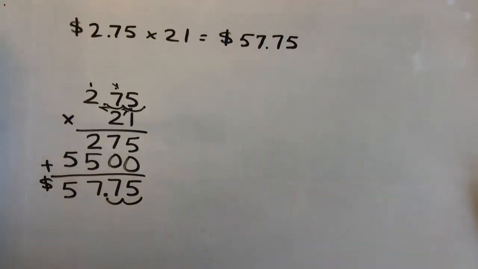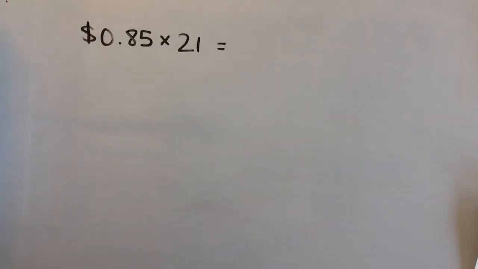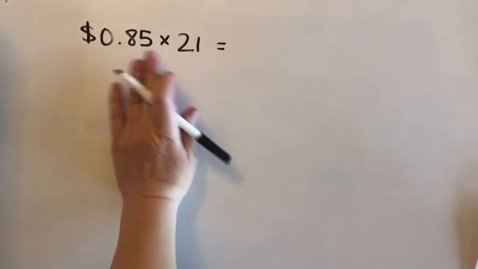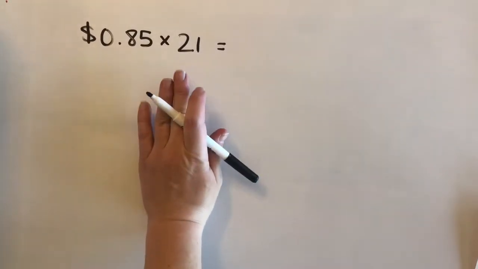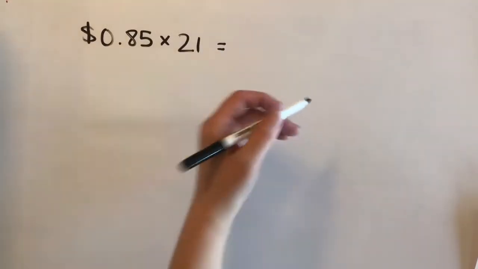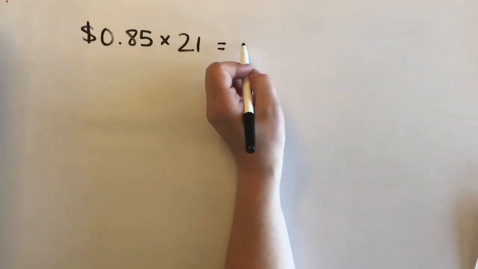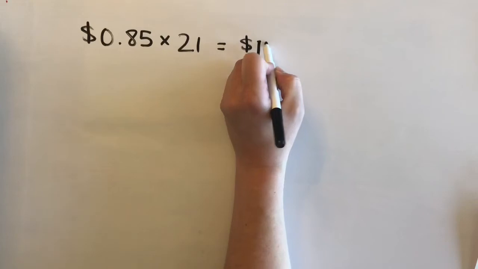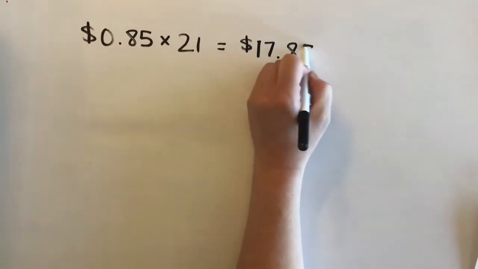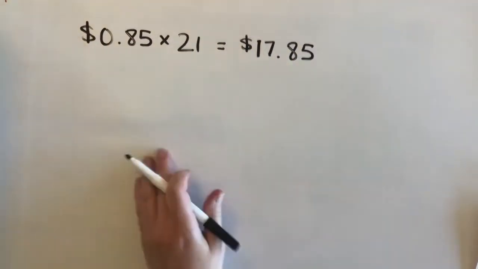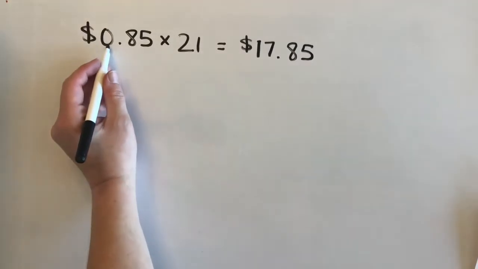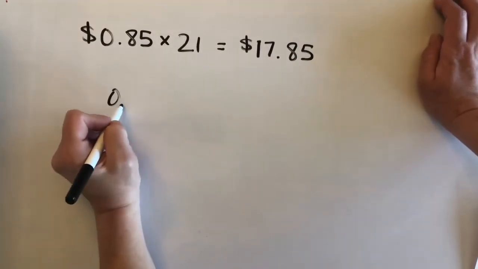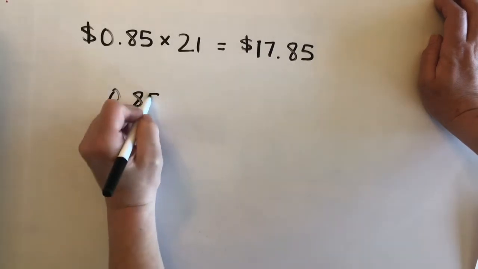Let's try one more for good measure. The last problem we practiced was: the fancy cupcakes cost 85 cents to make, and if we made 21 of them, how much would that cost? When we did this on our ratio table, we figured it out to be $17.85. So once again, I'm going to rewrite this problem down here. Obviously, I'm going to leave this 0 here, but I could just leave the decimal with it.